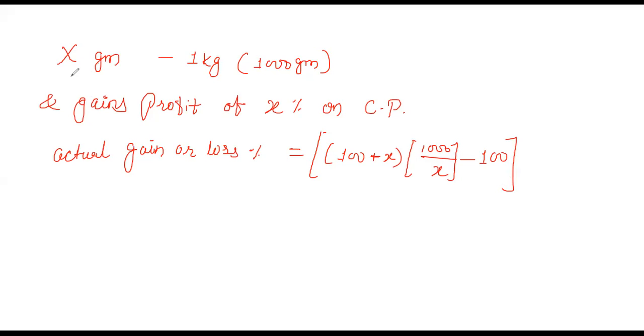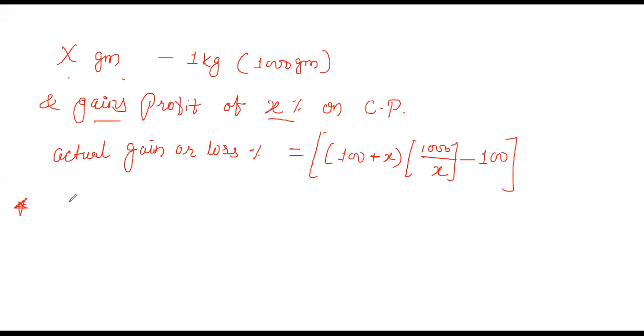A seller sells his goods in X gram instead of 1 kg, converting 1 kg to 1000 gram, to sell his goods and gain a profit of X% on cost price. At that time, his actual gain or loss percent is calculated with 100 plus X into 1000 by X minus 100, with this formula.